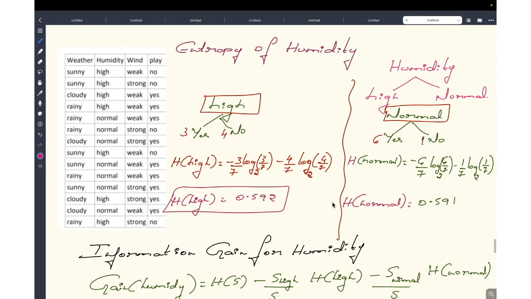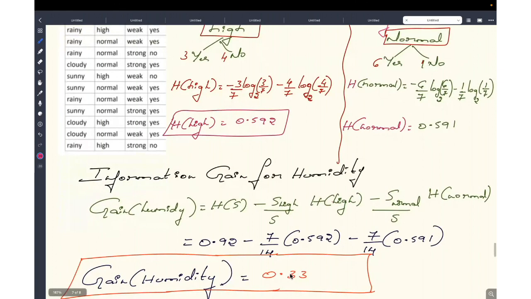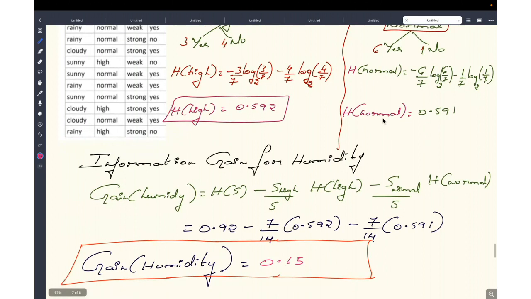Is this answer correct? High and normal. Just one minute. 0.15 is okay, because it's 3 by 7 and 6 by 7, 1 by 7. It cannot be the same. Check for normal. No, 0.33 was not correct, 0.15 is correct. How about these two, high and normal? I'm checking.